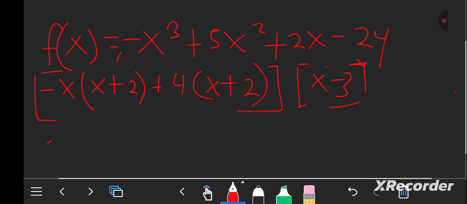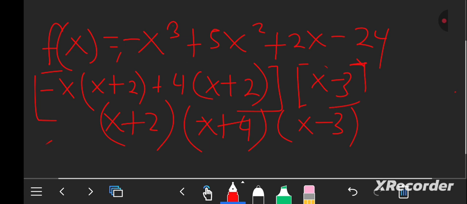Since what is in the parentheses is the same, you just take x plus 2 and also x, that is negative x plus 4. You also group with the first factor we initially found, which is x minus 3, meaning that these are the factors. So to find the values at which this function is lying on the x-axis, you just equate this to be equal to 0 so that you get the values of x.